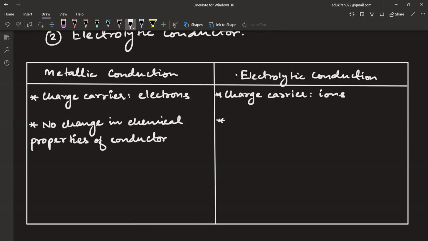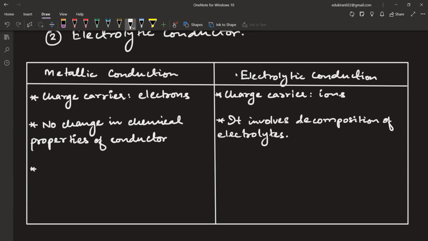What about electrolytic conductors? In this case, there can be decomposition of some materials, the decomposition of the electrolyte. So please write: involves decomposition of electrolytes. That means some chemical reaction is taking place.